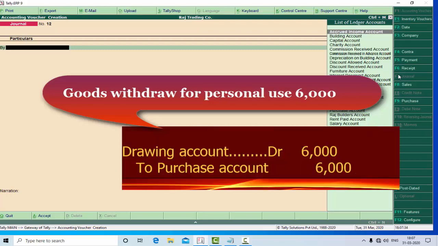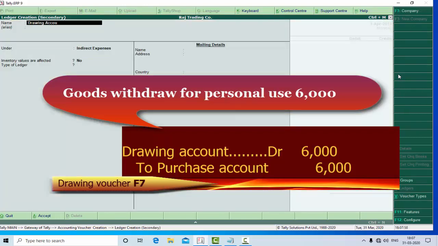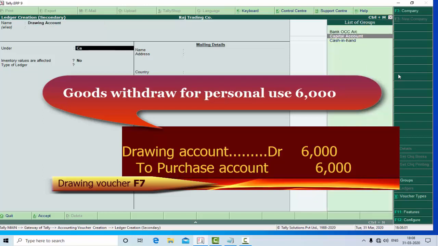Sometimes the businessman withdraws goods or cash for his personal use. If goods are withdrawn for personal use, then drawing will be debited and purchase will be credited, and if cash is withdrawn, drawing will be debited and cash will be credited. But in this transaction drawing is debit and goods, meaning purchase, are credited, and the entry will be recorded in the journal voucher. Again create the drawing account, and the drawing account is under the capital head. Anything withdrawn by the businessman is recorded in this drawing account, and that account is opened under the group capital account.